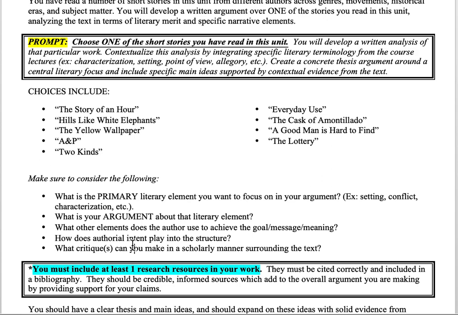Why does the author use a quilt? Why doesn't the author use, say, a shovel or a leaf from a tree? Why use a quilt? What does it represent?